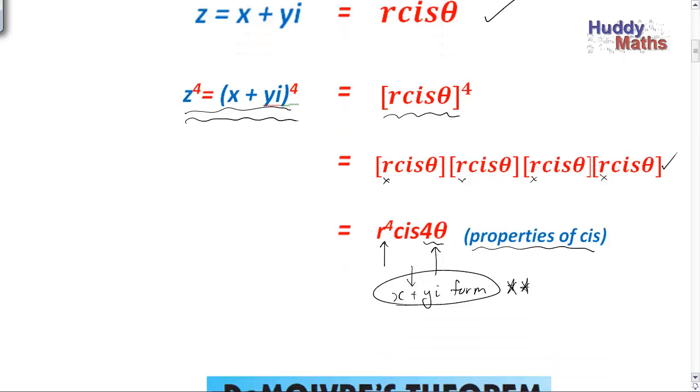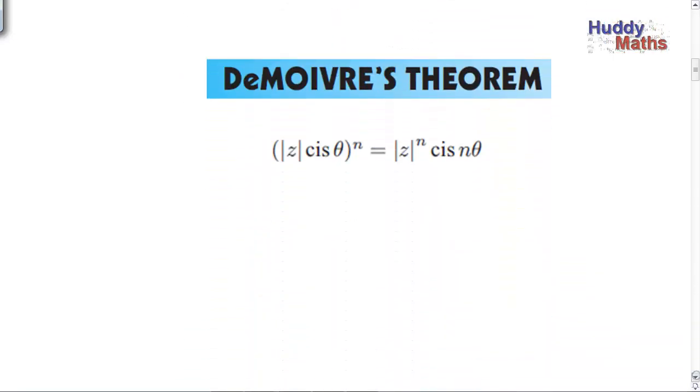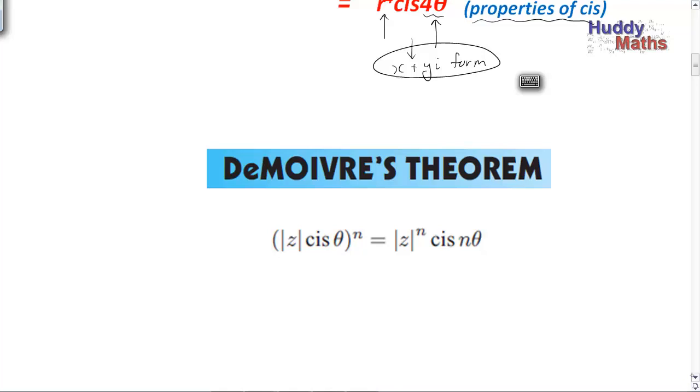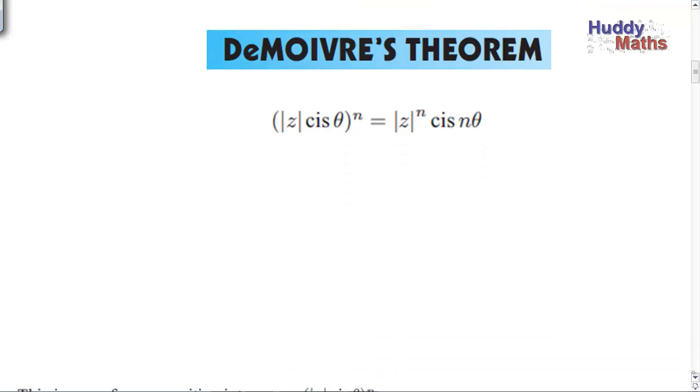Let's have a look at de Moivre's theorem. But he was a Frenchman, de Moivre, so probably saying it that way might be better. Here we go. What did he say? Well, the r is the modulus of z, isn't it? Cis theta all to the n is r to the n cis n theta. So that's what we've just been doing with the fourth power.